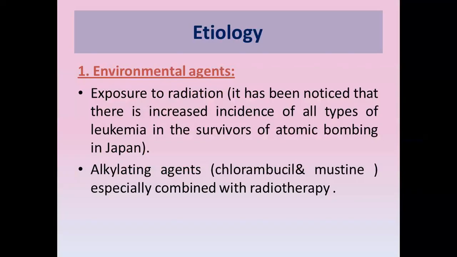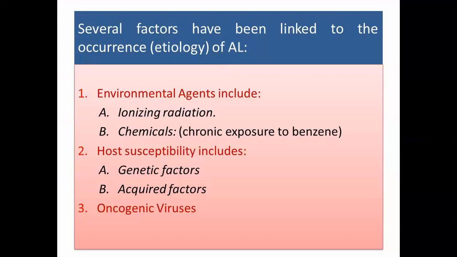What is the etiology of acute leukemia? Why does it develop? It means exposure to one of these factors or agents. First, environmental agents: exposure to ionizing radiation or to chemicals such as chronic exposure to benzene may aid in the development of acute leukemia. Second, host susceptibility, meaning the host itself, the patient has a factor, either a genetic or an acquired factor, which we will mention in detail soon. Third, oncogenic viruses: some viruses, when a person is exposed to them, have the capacity to initiate malignant transformation and uncontrolled proliferation of the cells.